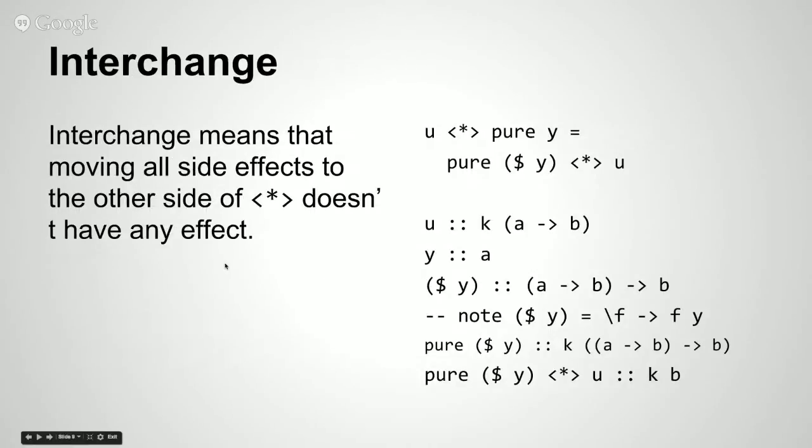Interchange is an interesting one. Here we have our first law, where we have a potentially impure left-hand side, which we're calling u. And we're saying that u app pure y is equal to pure, and then $sign y, where $sign y is the function that takes a function, such as u, and applies it to the argument y. I have all the type signatures in the lower right, so you can look at that and see what I'm talking about.